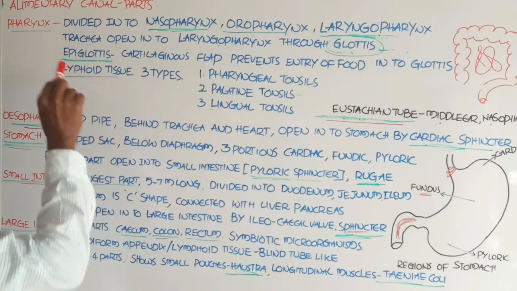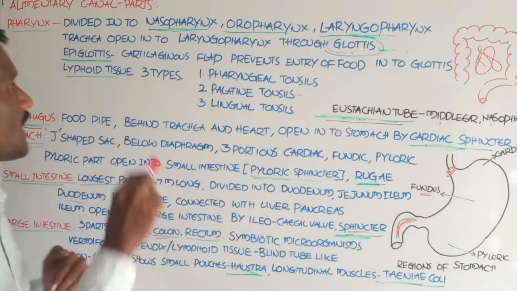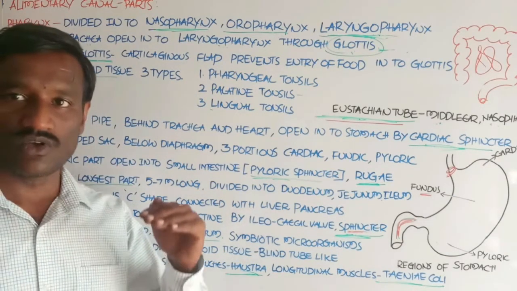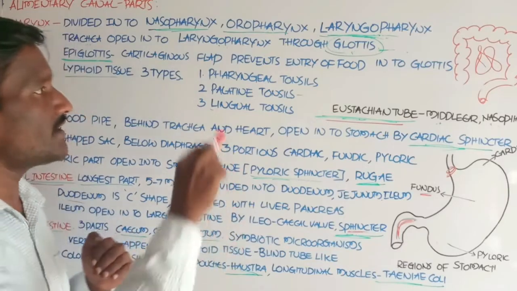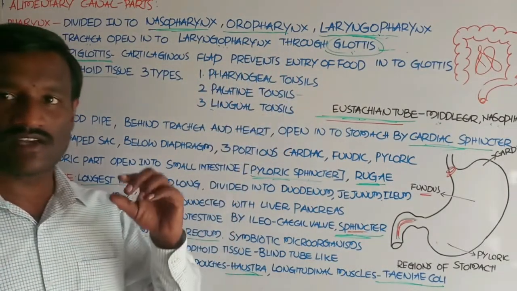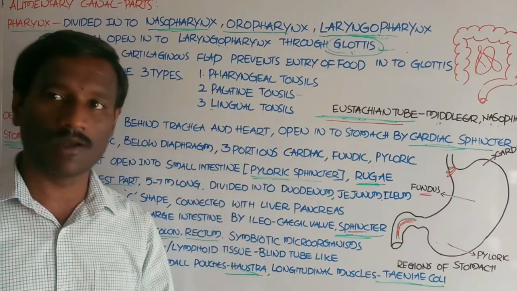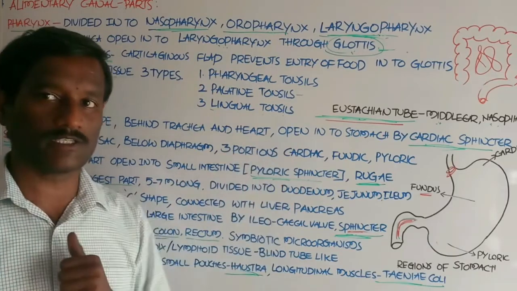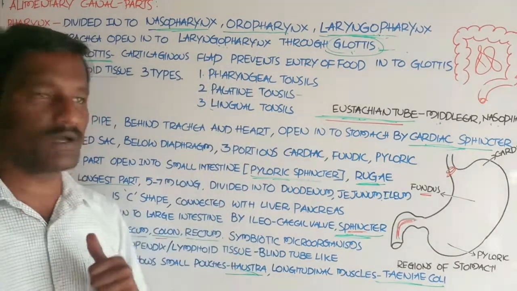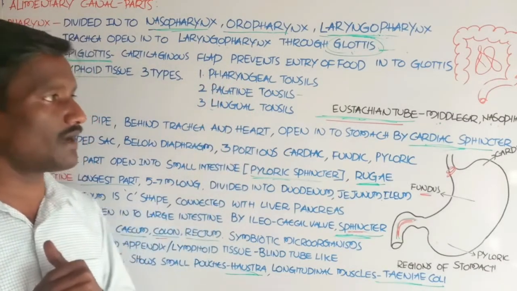Okay students, the wall of the pharynx consists of voluntary muscles, and it also consists of lymphoid tissue. There are three types of lymphoid tissue. One is the pharyngeal tonsils. Pharyngeal tonsils may become enlarged in children. These are called adenoids. Another is the palatine tonsils, one pair in number, and the lingual tonsils are also one pair in number.